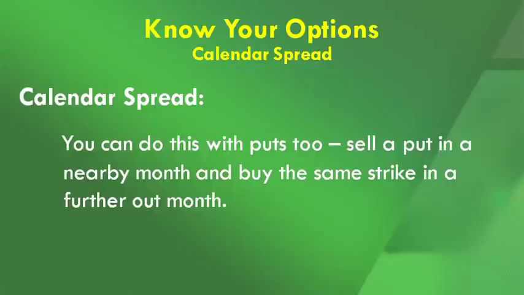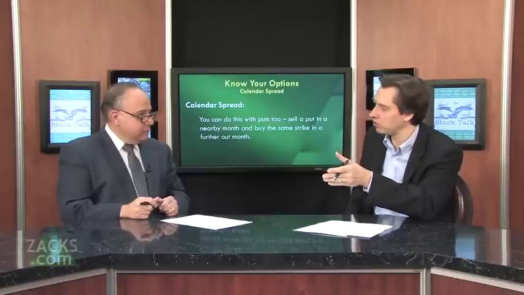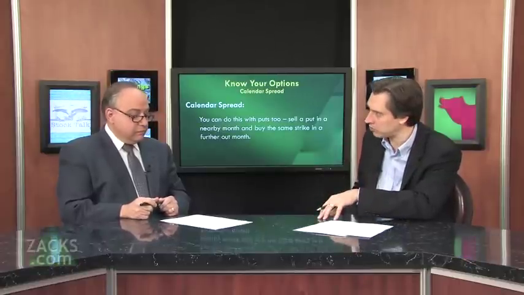You can also do this with puts. You can sell a put in a nearby month and buy the same strike in a further out month. As you would expect, if you're doing this with calls, you have a neutral to bullish bias. If you're doing it with puts, you have a neutral to bearish bias. Now, you can also sell this strategy, and the way you would do this is you would buy the nearby and sell the further out, but for this piece we're going to focus on the long side. Okay, so elucidate on this for us.